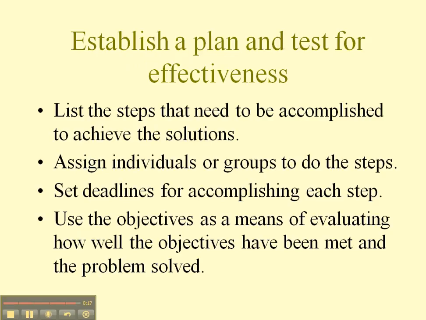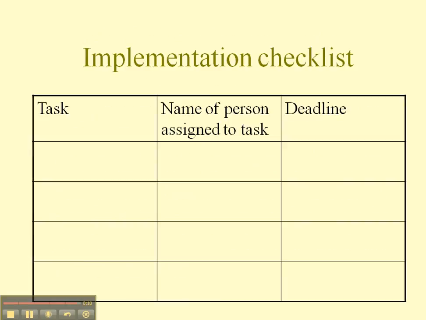Finally, establish a plan and test for effectiveness. List the steps that need to be accomplished, assign individuals, and set deadlines. Here's a table that you could use for doing that, an implementation checklist with the task, the name of the person, and the deadline established.